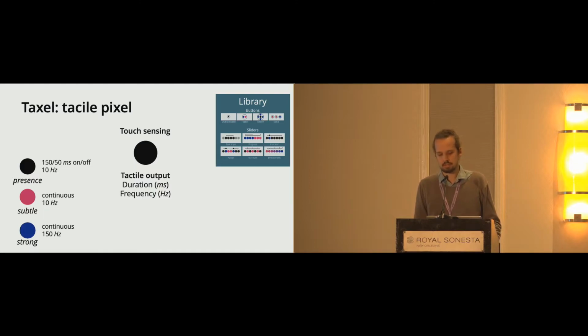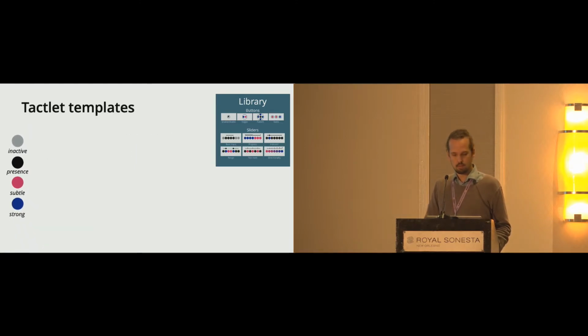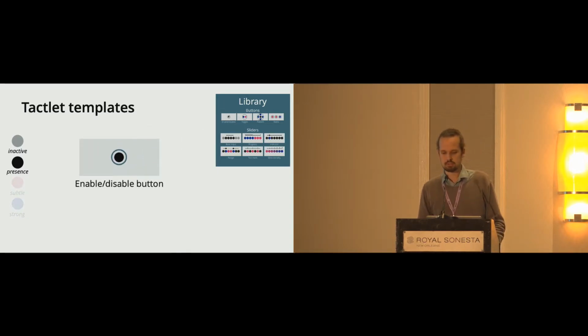And last, a taxel can also be inactive, meaning it doesn't provide any feedback. So let's look at some of the examples of our Tactlet library. We'll start with a simple control based on a single taxel. So this button can be tapped to trigger a click event and delivers presence feedback as tactile output upon touch contact. In addition, the presence feedback can be disabled, for example, to temporarily hide functionality.